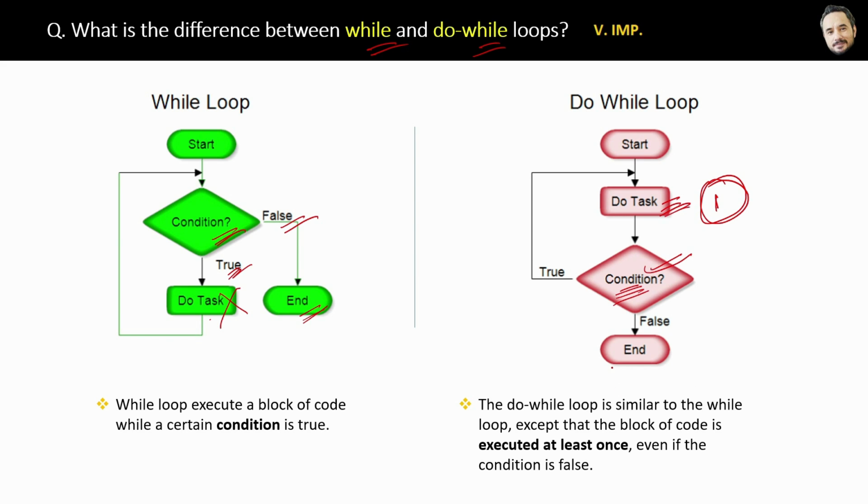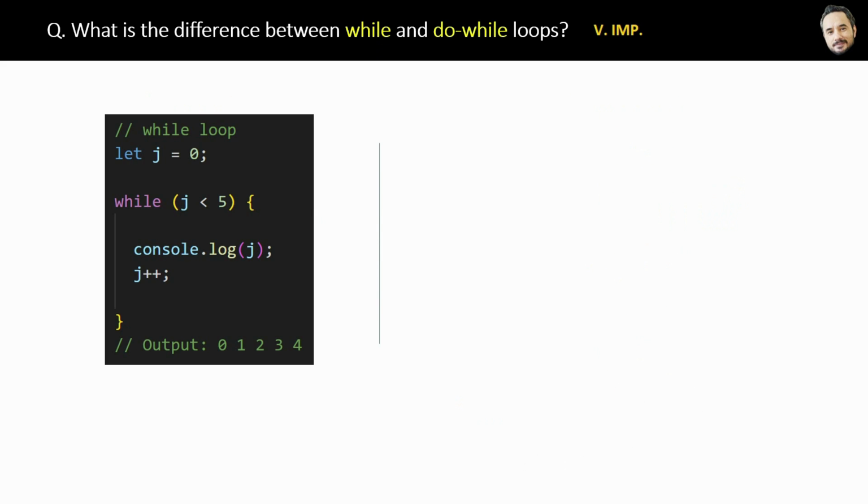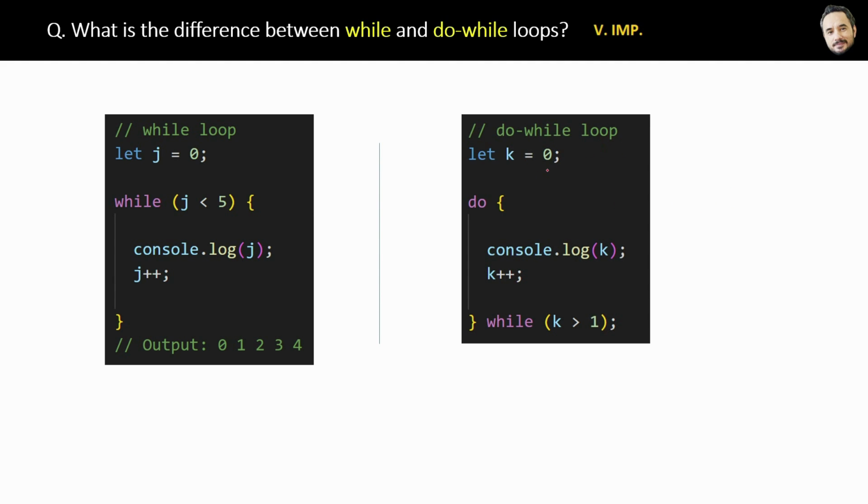Let's see the code. Here is the code for the while loop we already know, and here is the do while loop code. Here the initial value of k is equal to 0. But our condition k is greater than 1, which means the condition is false. If it is a while loop, it will not execute inside the code. But do while will definitely execute the code inside this do block the first time, even if the condition is false.